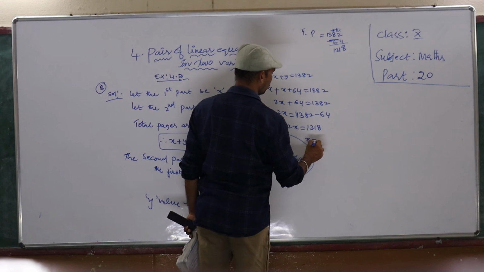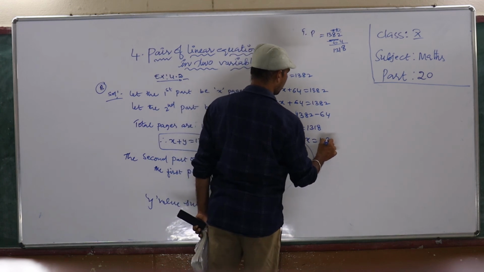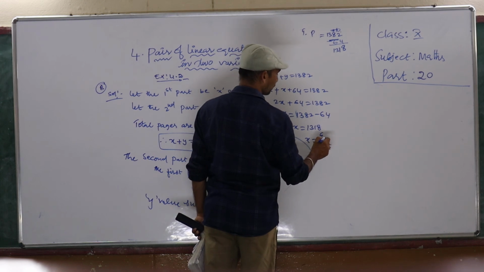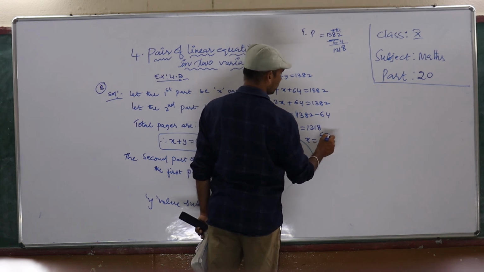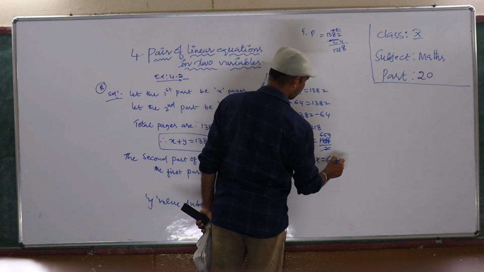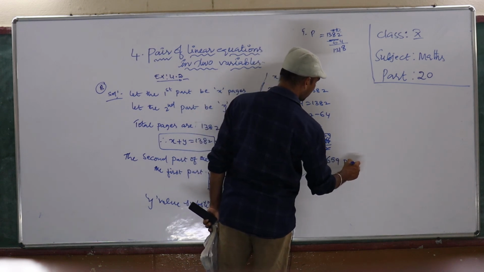Then x is equal to 1318 by 2. 2 ones are 2, 2 sixes are 12, then 2 fives are 10, 2 nines are 18. x is equal to 659 pages.